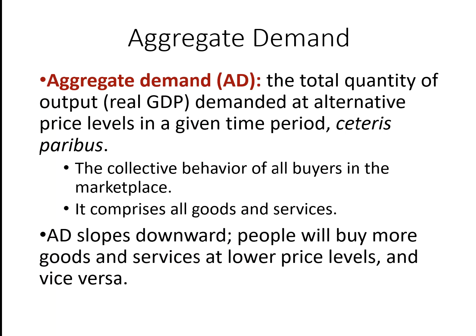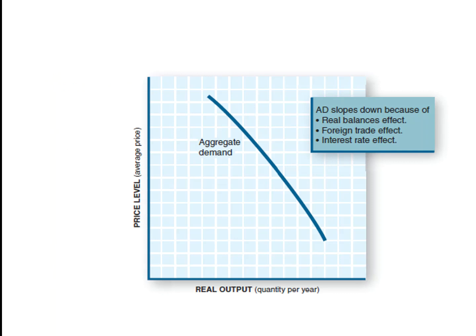Generally speaking, the aggregate demand curve looks like a demand curve. It slopes downward, which means people will buy more goods and services at a lower price level, and vice versa. It's very similar to our law of demand, but we are talking about all people buying more goods when the price level is lower. It's not just one price; the average price of the basket will be lower. So the aggregate demand curve looks like that.